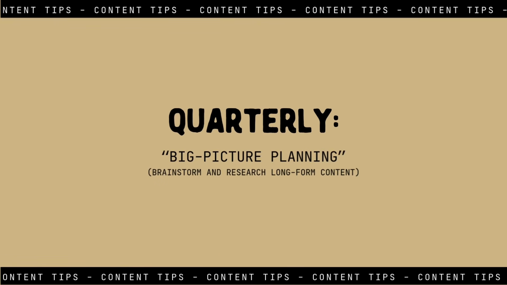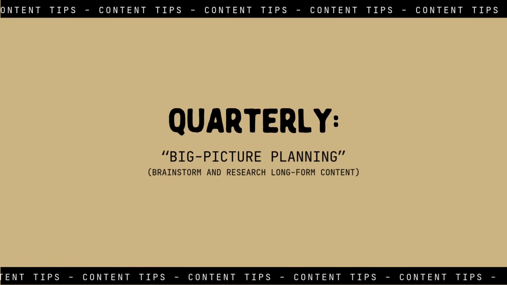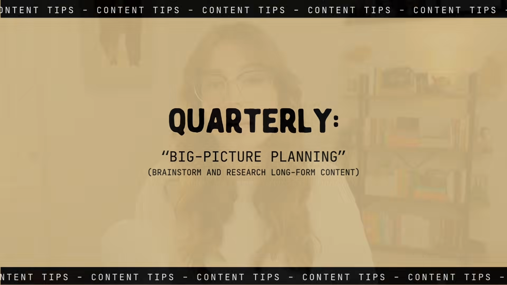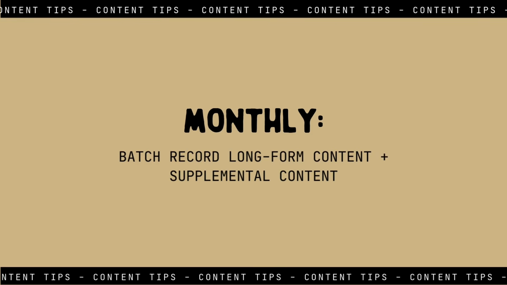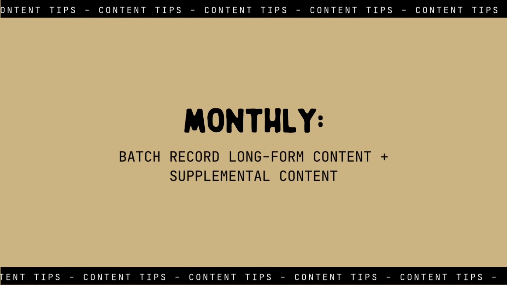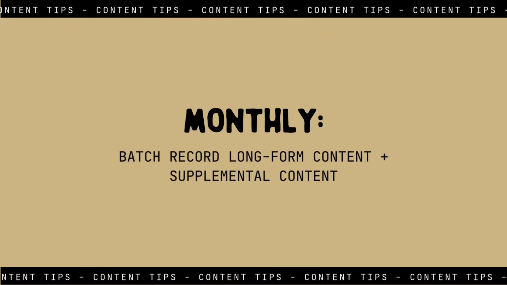So for me, my batching process looks something like this. Quarterly, I am doing big picture planning. I sit down and batch brainstorm and research all of my long form pieces of content, and that's what I do once a quarter. Then monthly, I am batch recording all of my long form content. I like to sit down 1 day a month and batch record, show up on camera, have all my equipment set up. I do it once a month, and I'm creating between 4 to 5 different YouTube videos, supplemental podcast episodes, sometimes some short form content, and making sure I'm taking pictures and selfies and things like that I need for the next month.